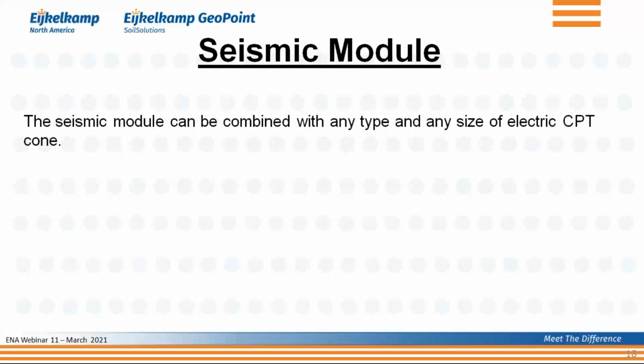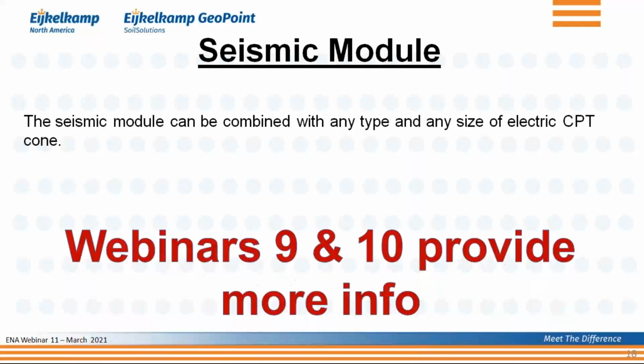The seismic module can be combined with any type and any size of cone. So whether you use a 10 centimeter square cone or a 15 centimeter square cone, a subtraction or a compression cone, it doesn't make any difference. You can put it on the back of that cone and combine it with that.